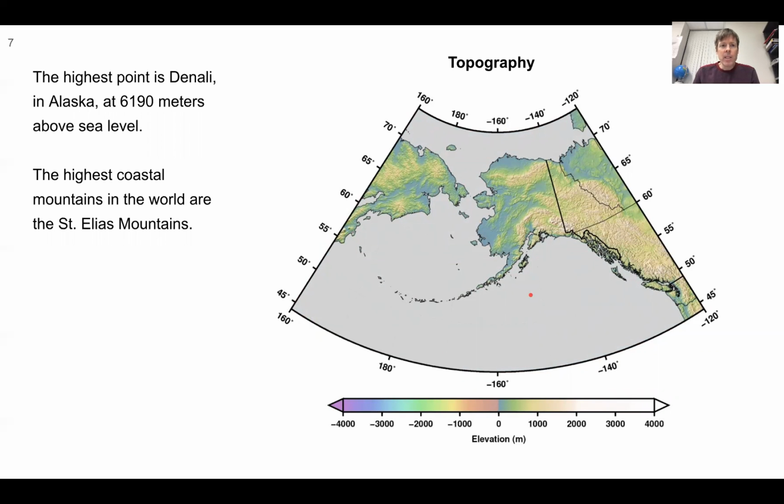Topography of the region, the highest point is Denali. It's in Alaska right here at 6,190 meters above sea level. The highest coastal mountains in the world are the St. Elias Mountains, right in this region. And these are formed by collision between a thickened chunk of the Pacific plate known as the Yakutat Block with North America, forming these mountains.